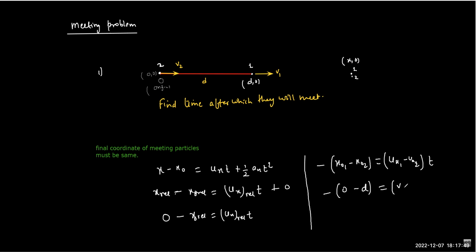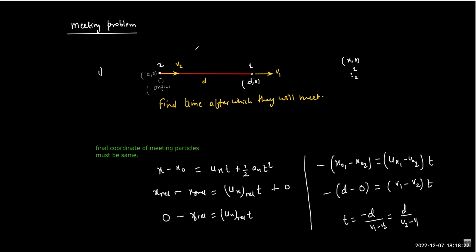I can see the first particle will have coordinate d, and the second will have coordinate 0. My bad, let me change it. So the first particle's coordinate is d. The second is 0. What is the initial velocity of the first particle? And the second? So we got the answer. T equals d minus 0 upon v1 minus v2, which we can rewrite as d upon v2 minus v1.